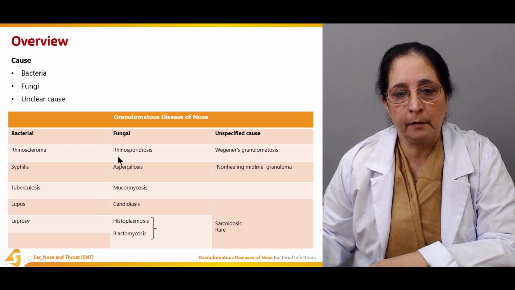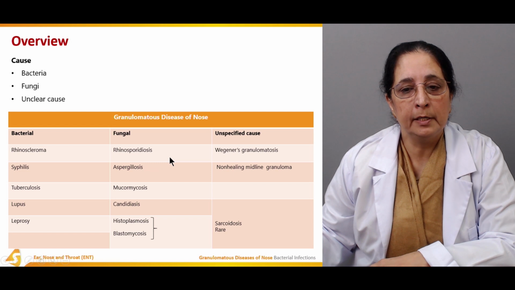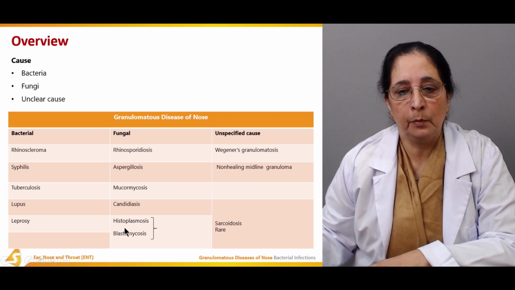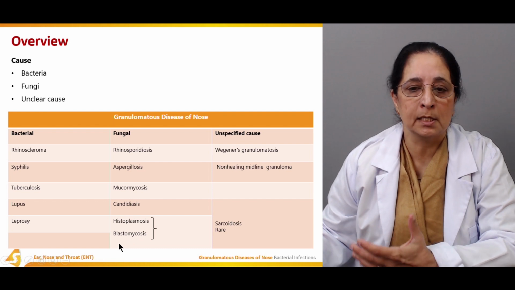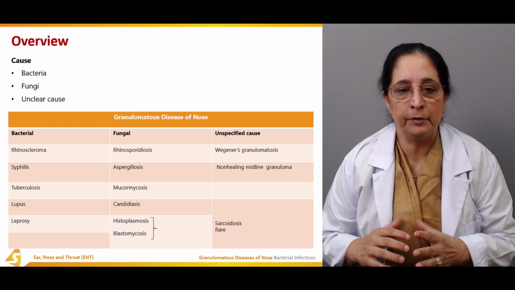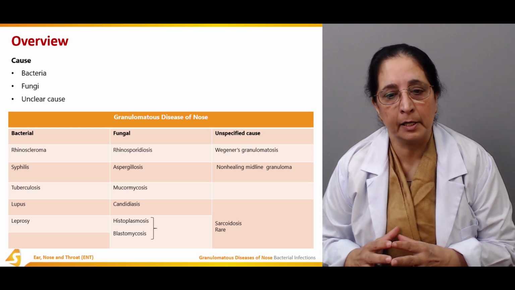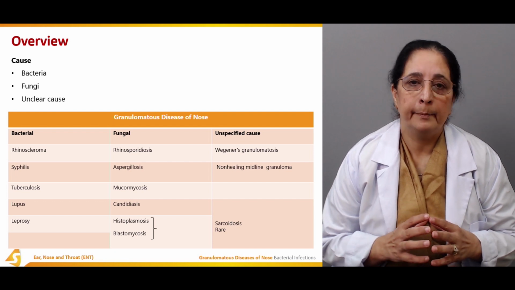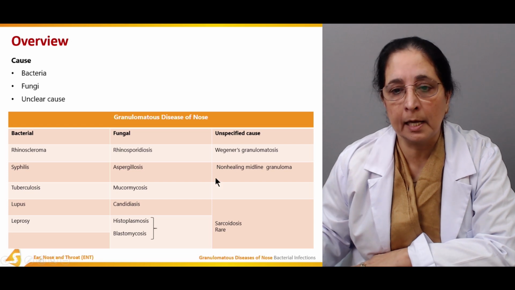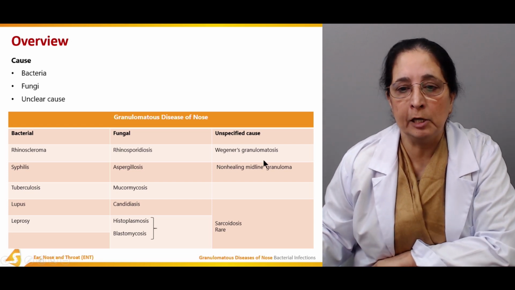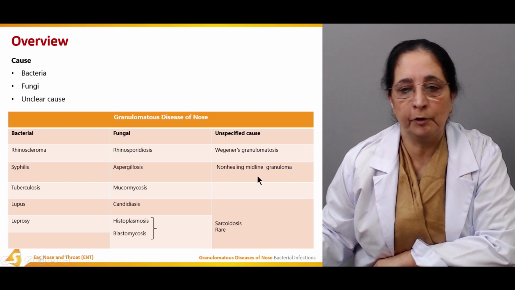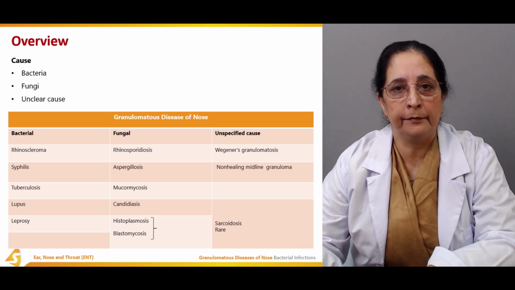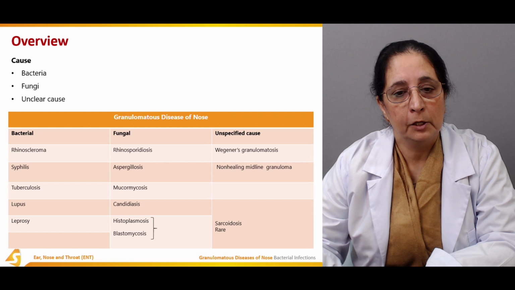Then the fungal causes that can cause granulomatous disease are rhinosporidiosis, aspergillosis, mucormycosis, candidiasis, histoplasmosis, and blastomycosis. Mycosis are the fungal infections. So whenever you see histoplasmosis, blastomycosis, all these are fungal infections. So granulomatous diseases can be fungal, bacterial, and also some unspecified or unclear causes, which include Wegener's granulomatosis and non-healing midline granuloma, and sometimes rarely sarcoidosis. So these are the causes of different granulomatous diseases of the nose.